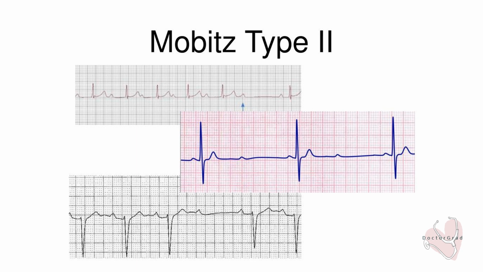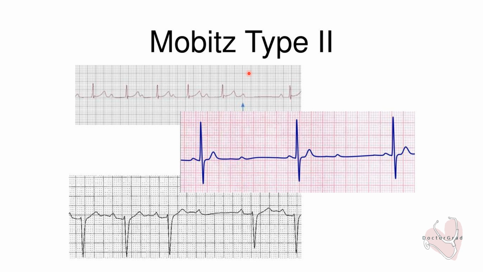Coming to Mobitz type 2. What does Mobitz type 2 mean? It means some of the P waves are not being transmitted. There is occasional dropping of QRS, or occasional blocking of P wave. Both of those terms mean the same thing.